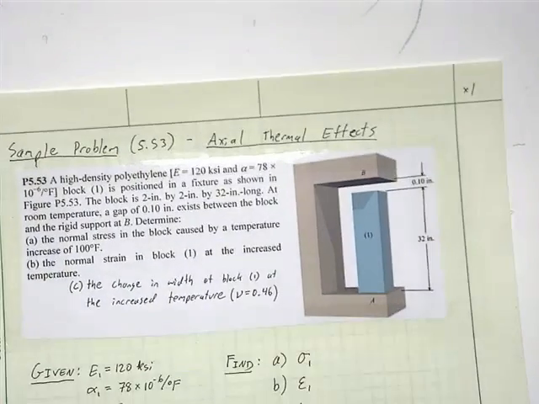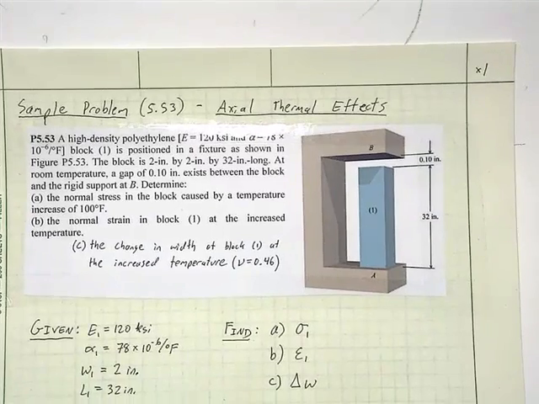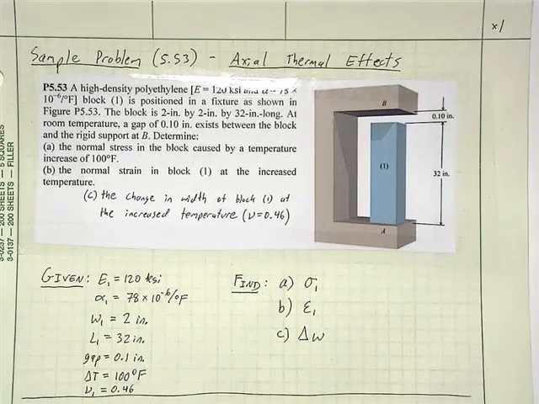So here we have 1, 2, 3, 4, 5, 6, maybe 7? Yeah, 7 total problems this time. So you can jump ahead in the video to find other problems if you'd like. These are all going to be sample problems on axial thermal effects. And this first one, we just have a block.